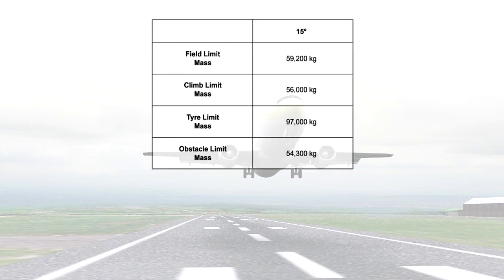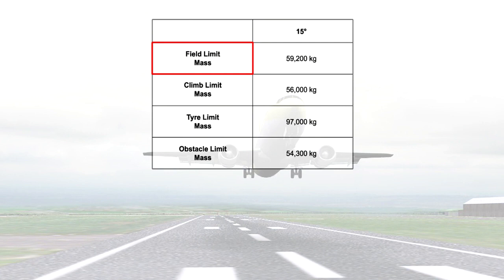Using our example values from each of the graphs we have just studied, shown here is a list of the masses that we have calculated so far. The question now is, which mass do we use as our takeoff mass? Let's work through each mass again.